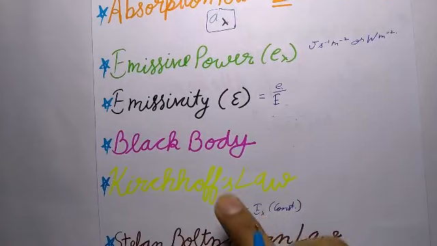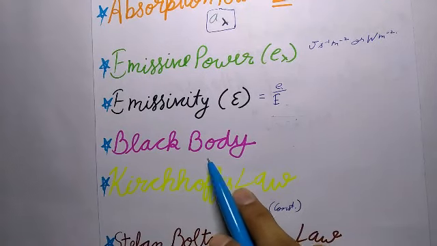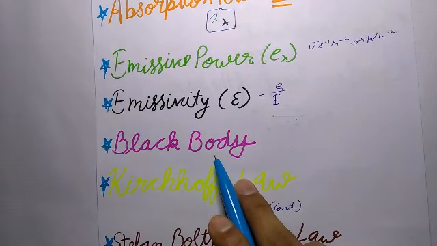Now let's understand what a black body is. A black body is one which neither reflects nor transmits but absorbs the whole of the heat radiation incident on it. The absorptive power of a black body is unity.